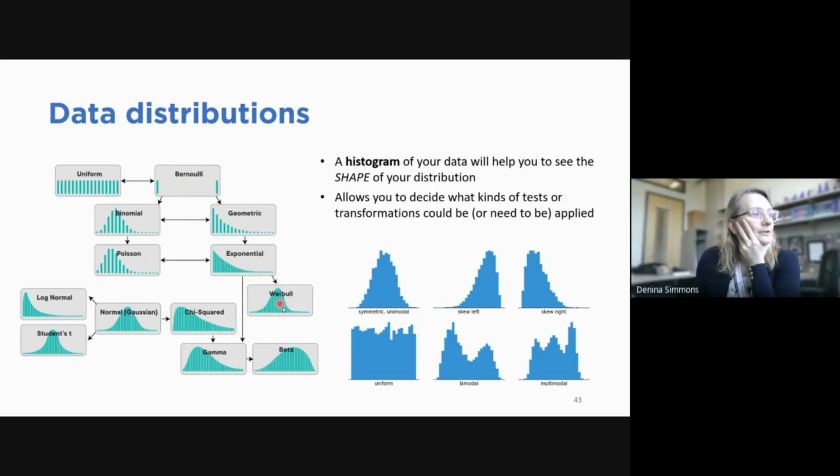Within those, there are these other shapes like gamma and beta distributions, which look very similar to chi-square and Weibull. And then we've got our classic normal or Gaussian distribution, which could also turn into a log normal or student t distribution. So there's a lot going on when you look at your data, and it's always good to inspect your data. Now, the question is, how do you do that?